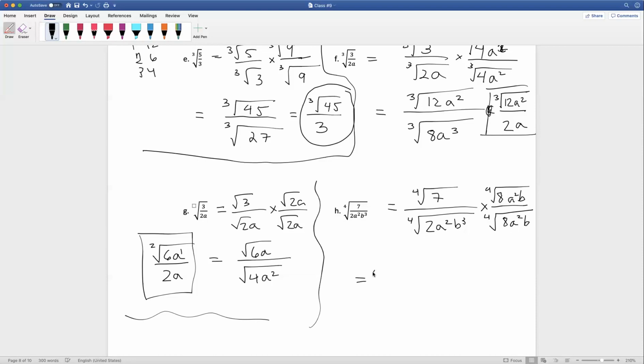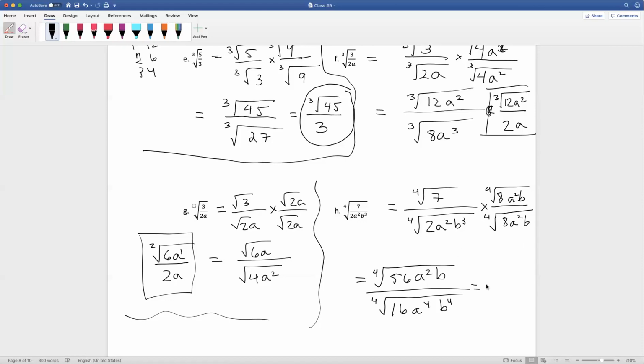So in our numerator, 7 times 8 is 56. And then we have a squared b. In our denominator, 2 times 8 is 16. A squared times a squared is a to the 4th. B cubed times b to the 1st is b to the 4th.